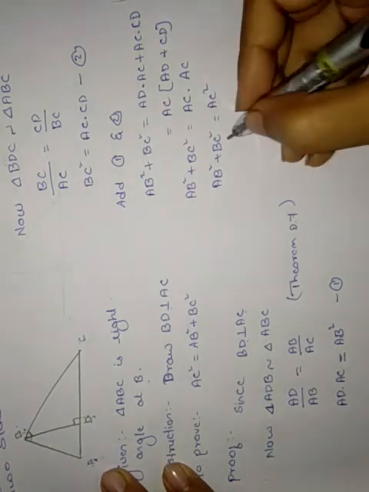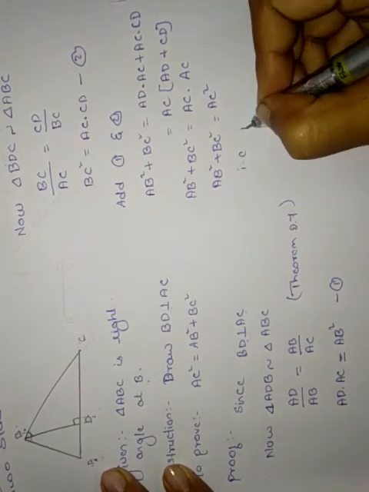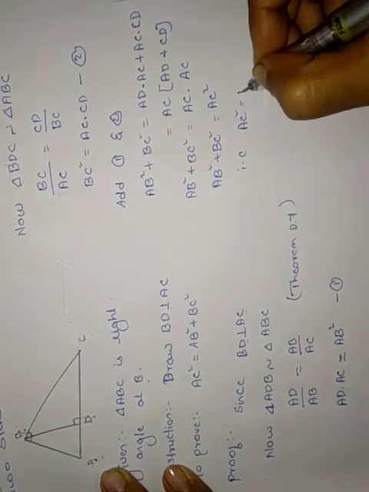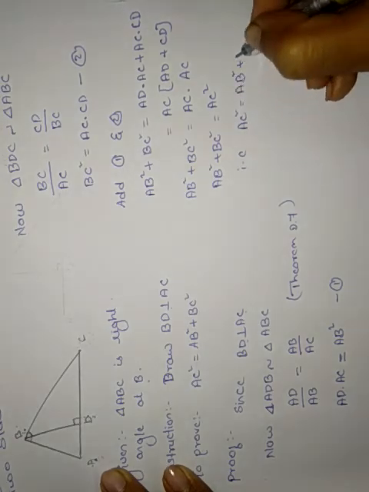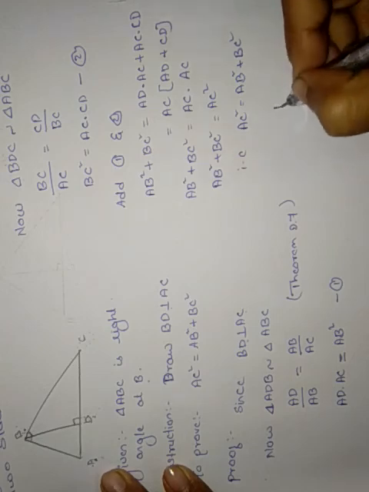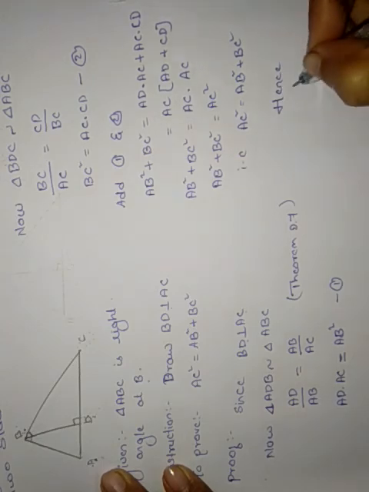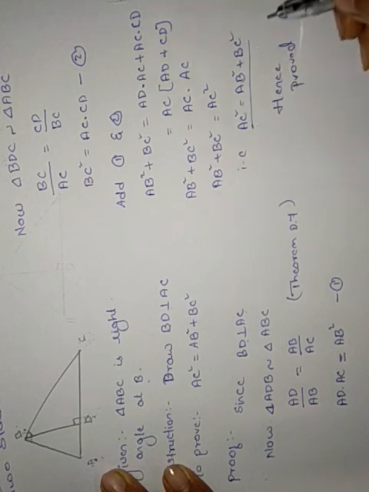We got the answer, that is AC square is equal to AB square plus BC square, hence proved. Yes, this is the Pythagoras theorem, right? This is the proof of the Pythagoras theorem.